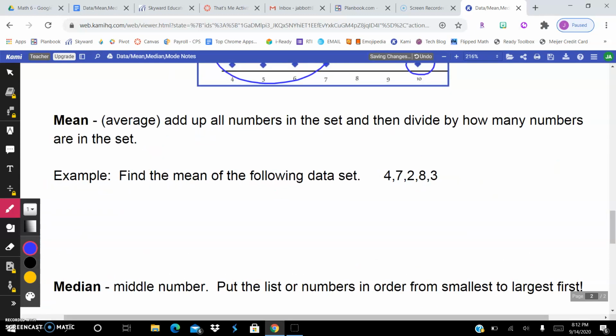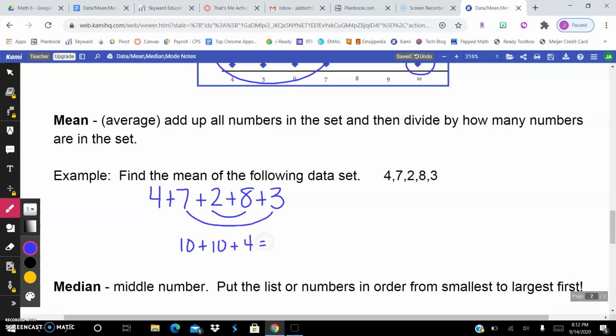Mean is the average, and we find the mean by adding up all of the numbers in the set and then dividing by how many are actually in the set. So for this example, we have to add these numbers together. 4 plus 7 plus 2 plus 8 plus 3. Okay, so I see 8 and 2 make 10. 7 and 3 make another 10. And then I have a 4. So if I add that together, I get 24.